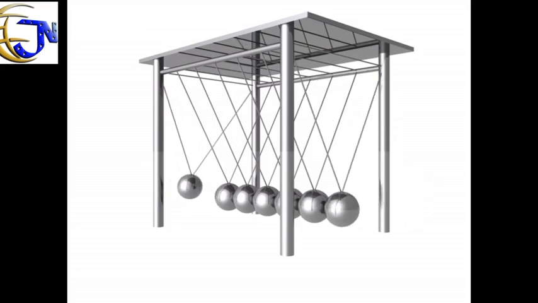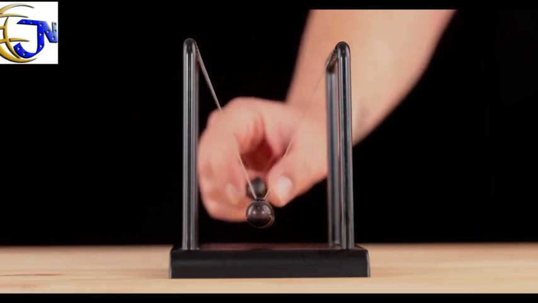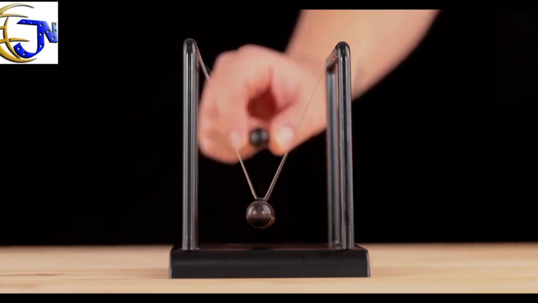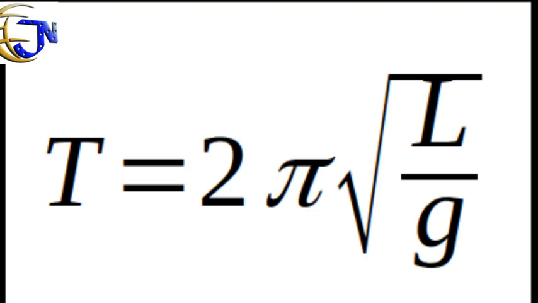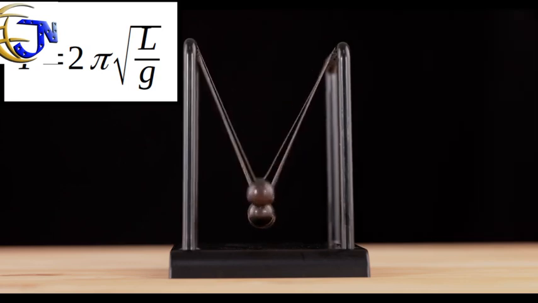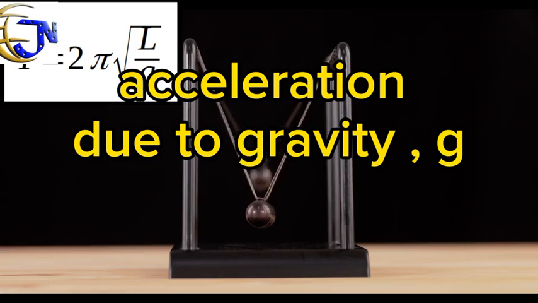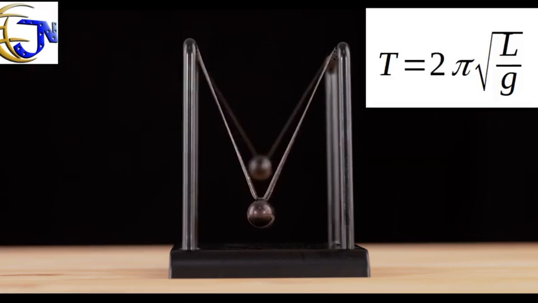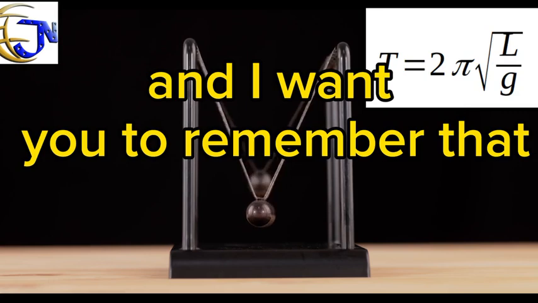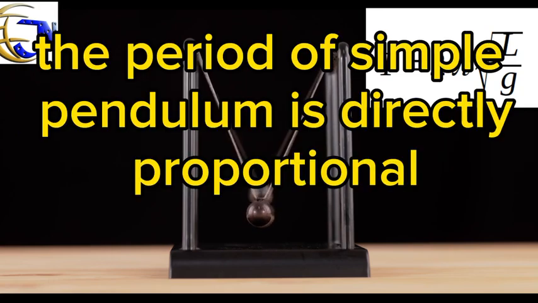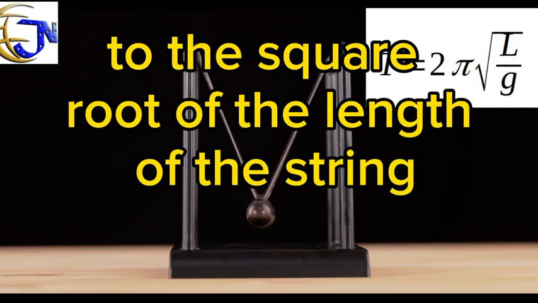Number 2, factors that affect the period of a simple pendulum. This is represented by this equation. The period of a simple pendulum is equal to 2 pi square root of L over g. And these factors are the length of the string, L, and acceleration due to gravity, g. And I want you to remember that the period of a simple pendulum is directly proportional to the square root of the length of the string.